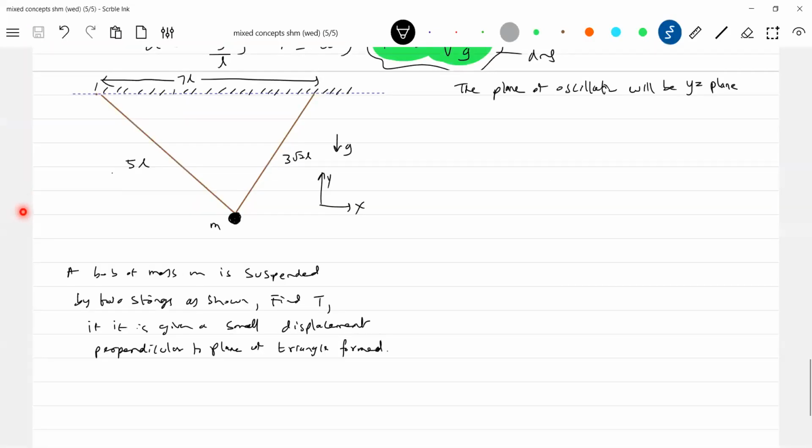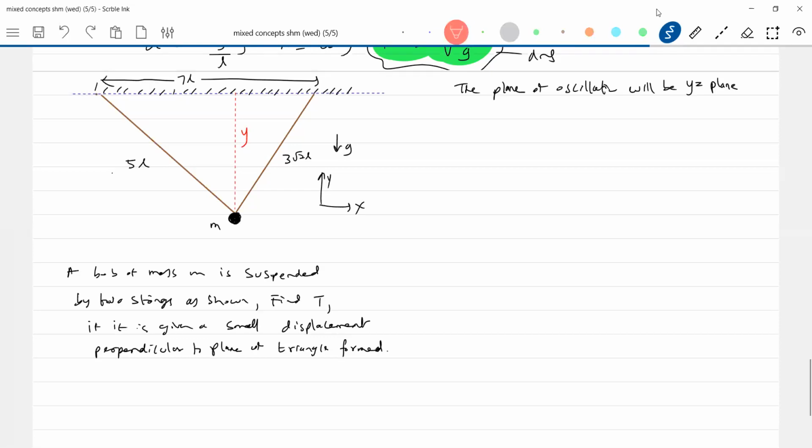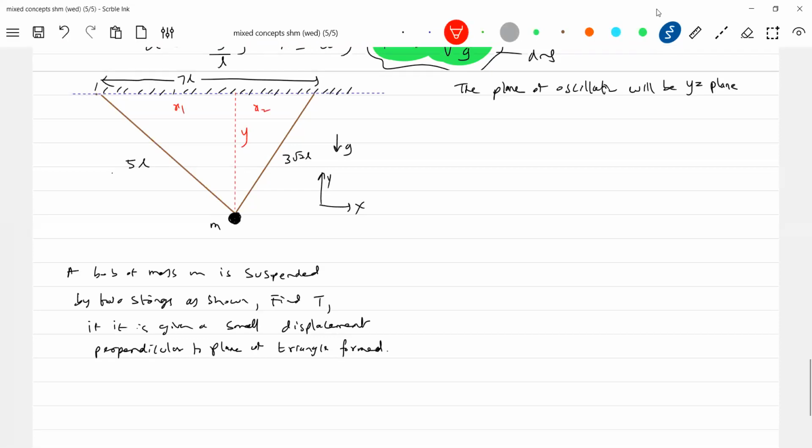Okay, what is the actual basic idea? We have to search for the effective length. That's all. So this effective length has to be determined. Okay, how to bring that effective length? So call this x1, this x2.